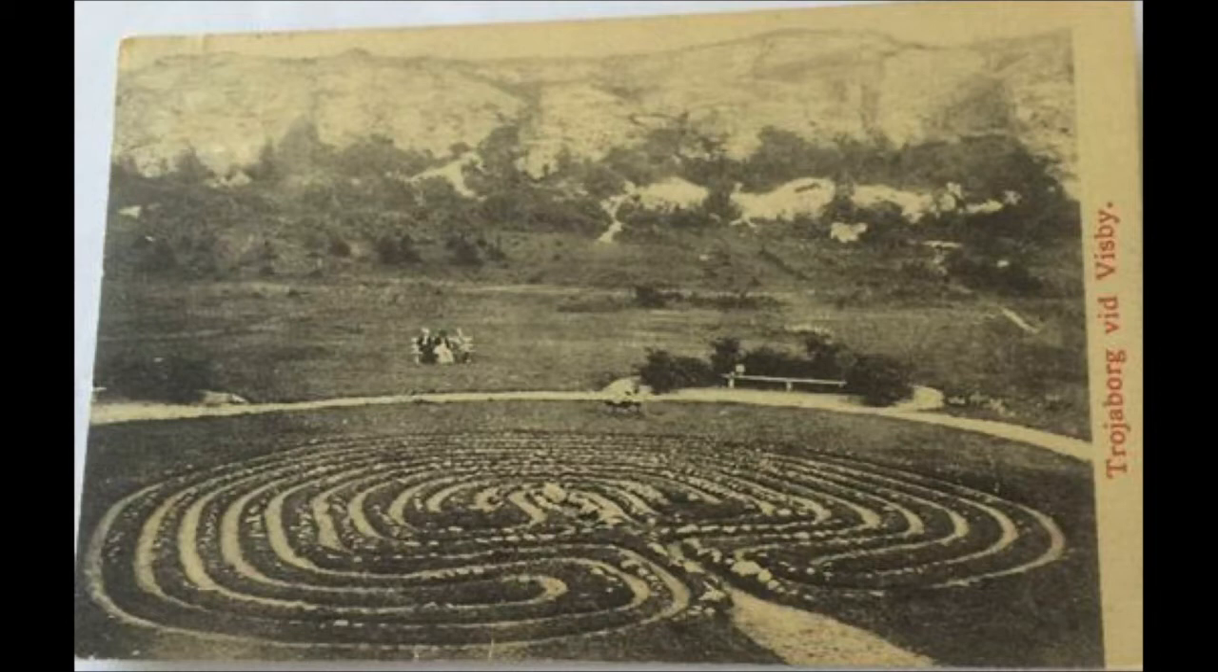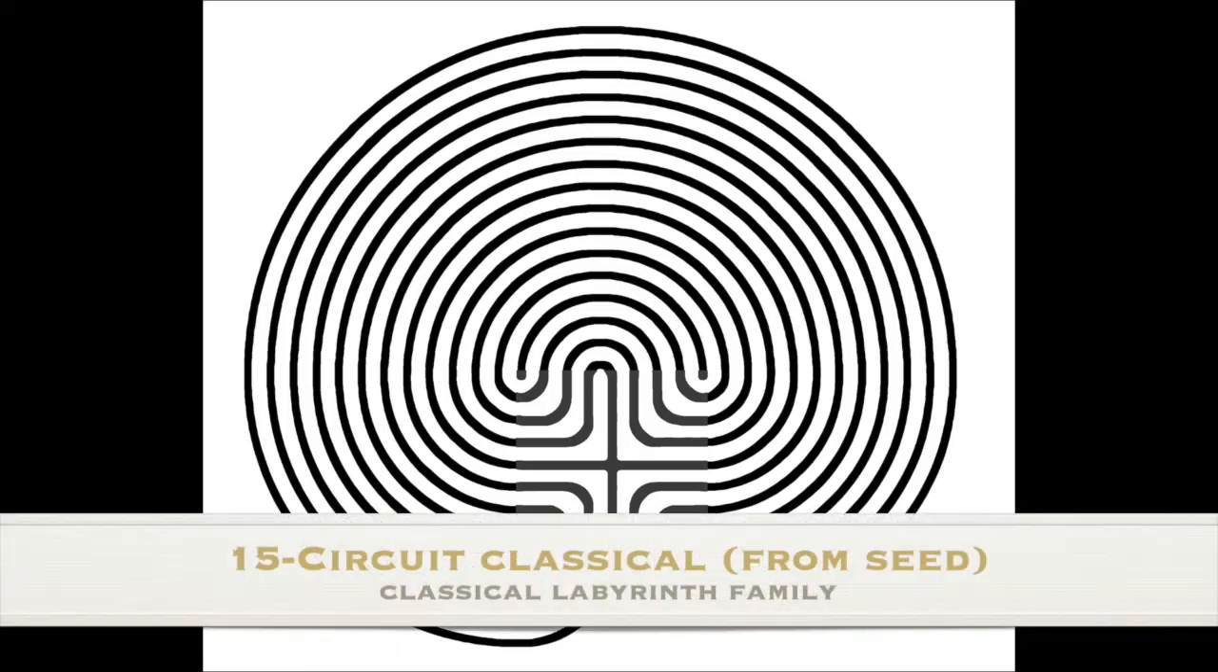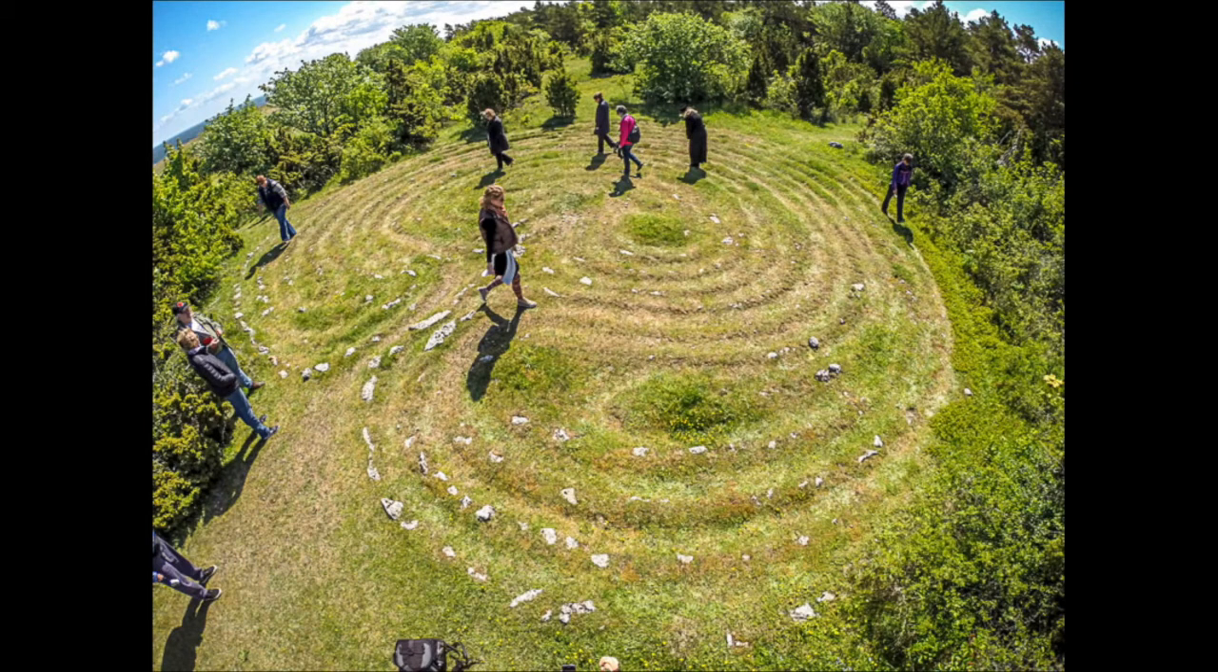The classical labyrinth is prevalent throughout the Baltic Sea and the Mediterranean, probably moving around by way of the fishermen and people trading in boats. The labyrinth can be increased to 15 circuits, and here is an example of a 15-circuit classical labyrinth, also on the island of Gotland, created by a lighthouse keeper. So a very long version of the classical labyrinth.